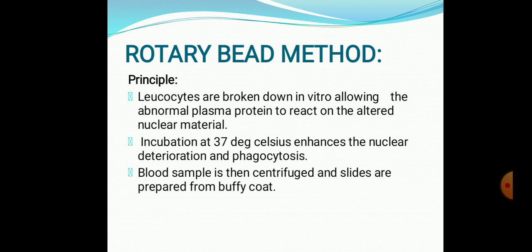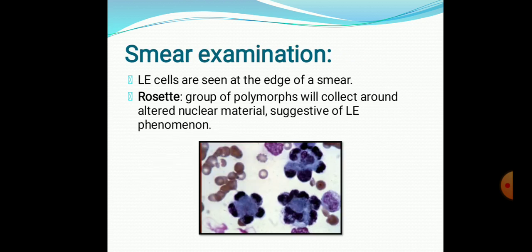Rotary bead method. Principle: leukocytes are broken down in vitro, allowing the abnormal plasma protein to react on the altered nuclear material. Incubation at 37 degrees Celsius enhances the nuclear deterioration and phagocytosis. The blood sample is then centrifuged and slides are prepared from the buffy coat. Smear examination. LE cells can be seen at the edge of a smear. We can see rosettes, which are a group of polymorphs that collect around the altered nuclear material and are suggestive of the LE phenomenon.